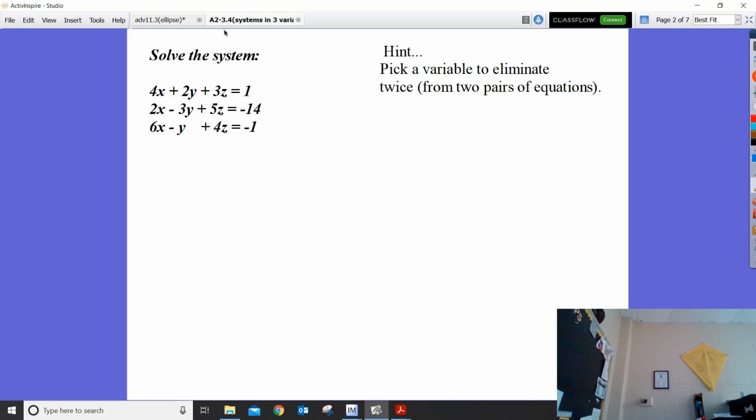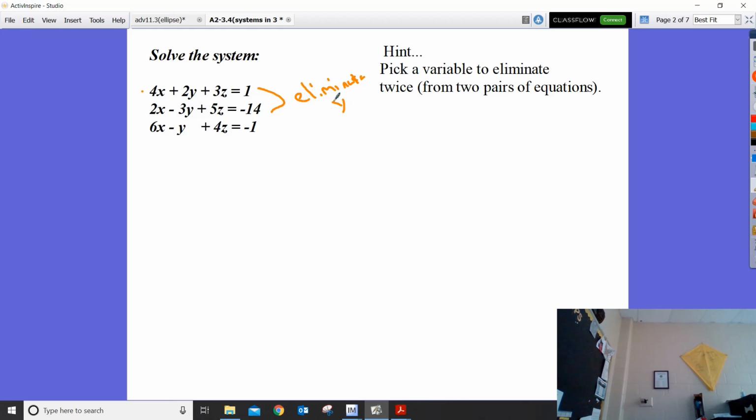So we're going to start this one. You need to pick a variable to eliminate. You got x, y, z. Why choose y? It has the smallest numbers. Always smaller numbers. Now, what you have to do is eliminate y from two different sets twice. You can do this any way you want. I'm going to pick on these two equations, and I want to eliminate y. How do you do it twice? You'll see.